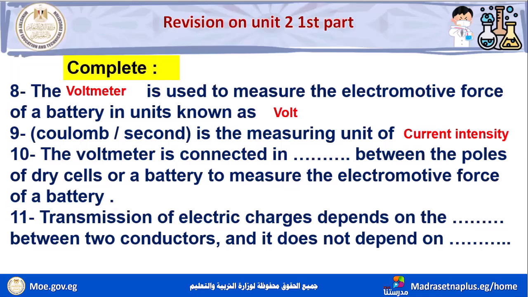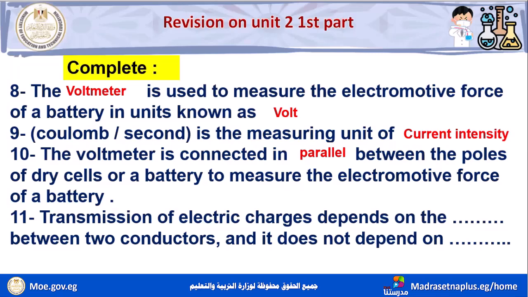Number 10, the voltmeter is connected in parallel between the poles of dry cells or a battery to measure the electromotive force of a battery when the electric circuit is open. Okay.